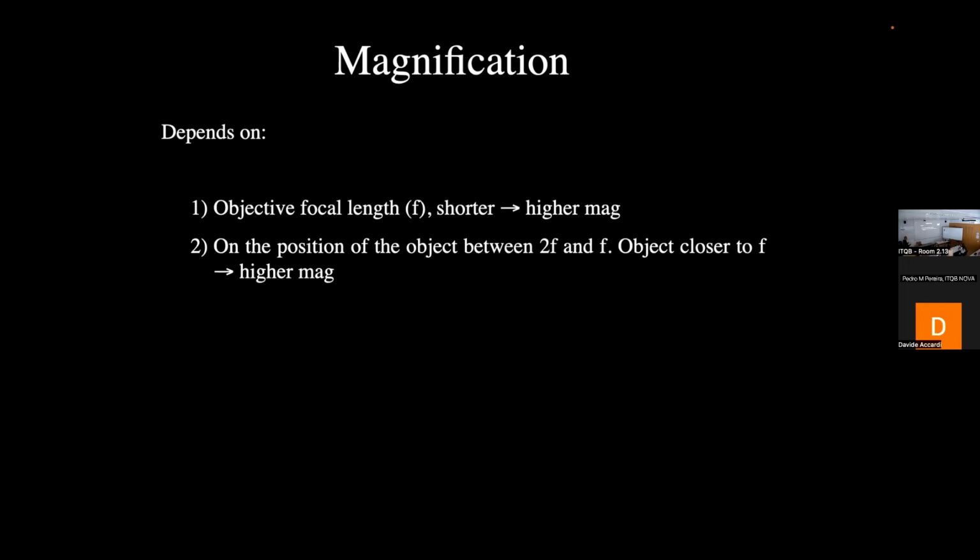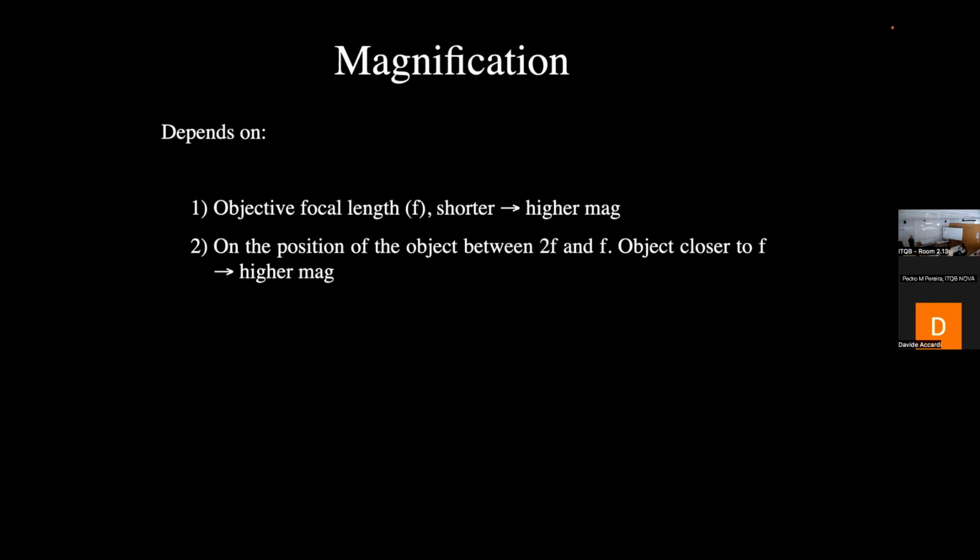Let's do this experiment together. Look at your thumb, put it far away, and when you get closer and closer, your thumb will appear to grow in size. This is magnification. We are magnifying our thumb with our lens, because we move it between 2f and f, and the closer we bring it to f, the larger the image is. And the shorter the focal length, the larger you can magnify. In fact, the magnification depends on the objective focal length, so shorter means higher magnification, and then on the position of the object between 2f and f. Object closer to f, higher magnification.